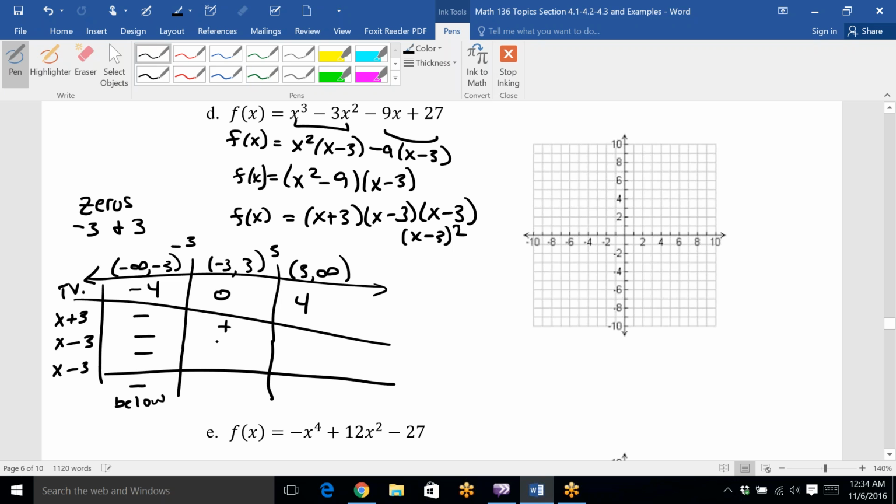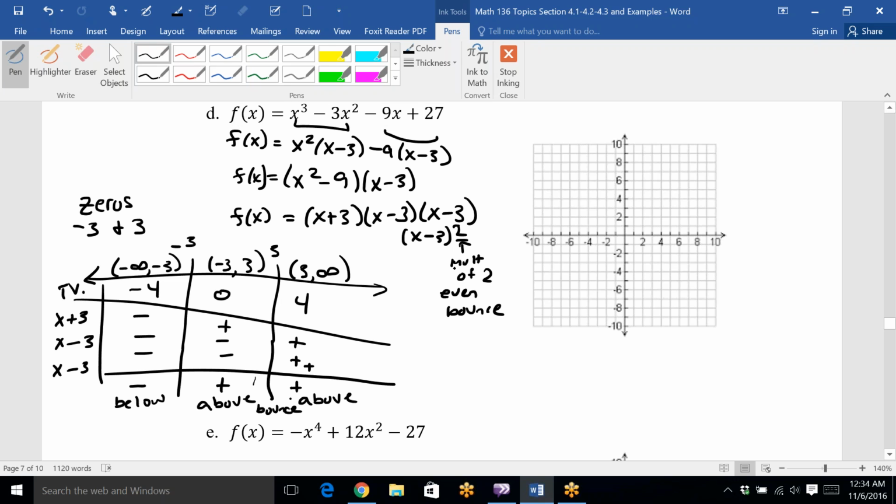0 plus 3 is positive. These two will both be negative. Two negatives make a positive, so we're going to be above. And 4 ends up making all of them positive, so we're going to be above again, which means we have a bounce right here if you stay the same sign, which makes sense because this had a multiplicity of 2, which is even, which means you have a bounce. So that's, remember, another way you could have graphed this.